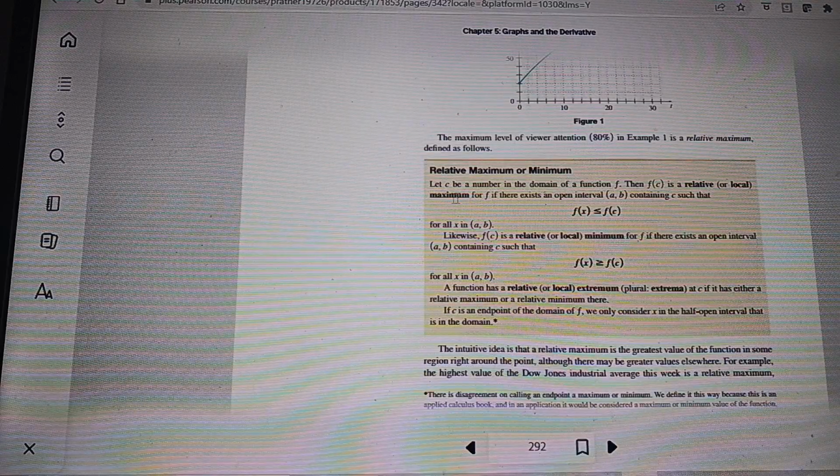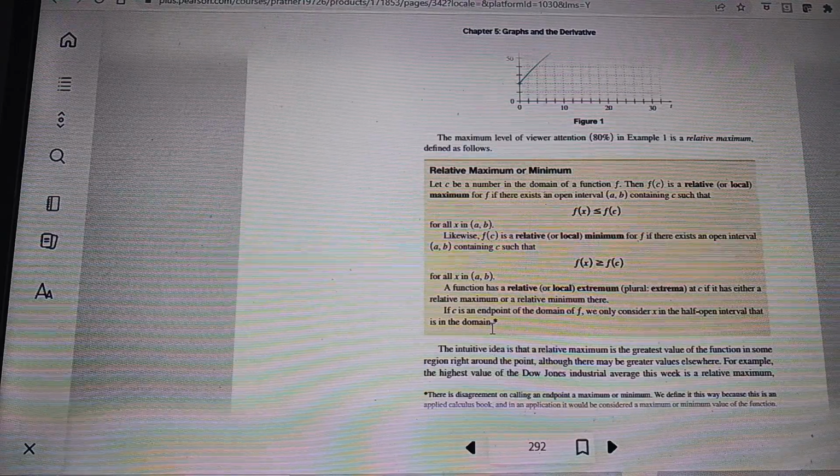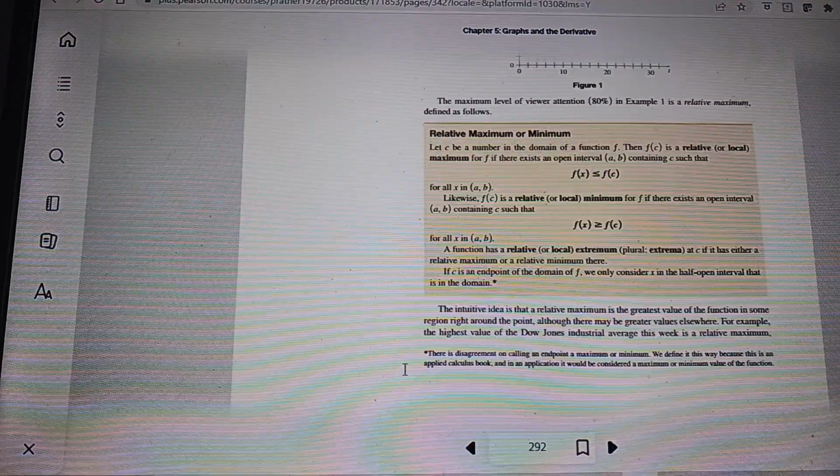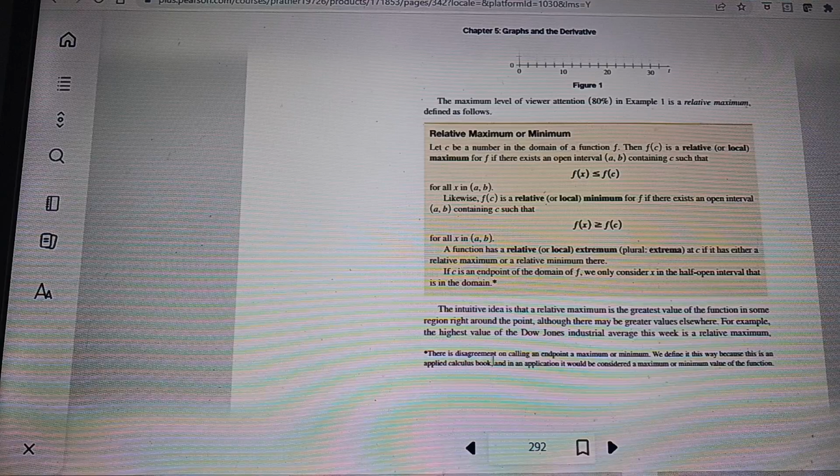they have a definition box here for relative maximum or minimum, and after describing what's happening here, they have a little asterisk at the end that says, if a critical number is an endpoint of a domain of F, we only consider X in the open half interval that is in the domain. And then there's a little star here, and then at the very bottom, like the fine print that a lawyer would have typed up, there is disagreement on calling an endpoint a maximum or minimum. We define it this way because this is an applied calculus book, and in an application it would be considered a max or min value of the function.